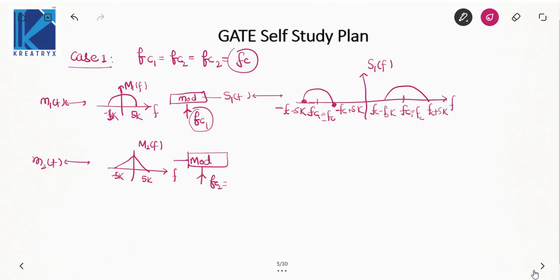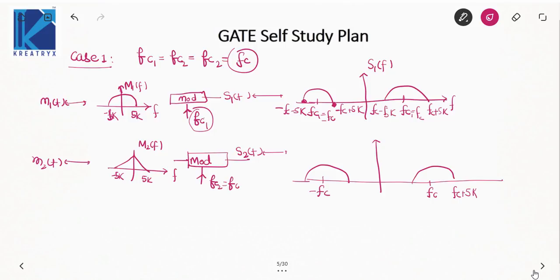It is modulated by the carrier of frequency FC2, and it is nothing but FC. So we will get the modulated signal S2(t), and the modulated signal will again have shifted version of message signal, and this shifting will be on the carrier. So it will be FC plus 5K, it will be FC minus 5K, this will be minus FC plus 5K, and this will be minus FC minus 5K.